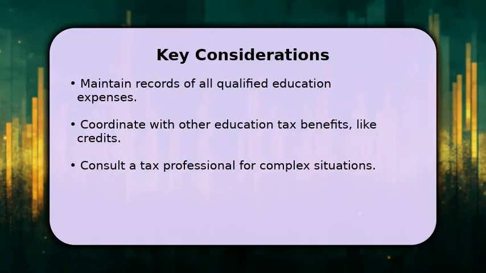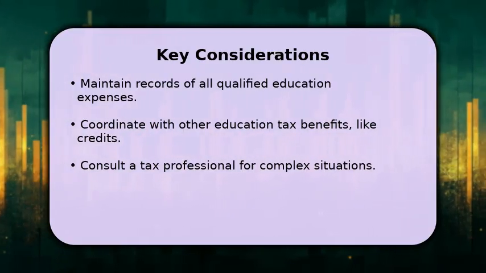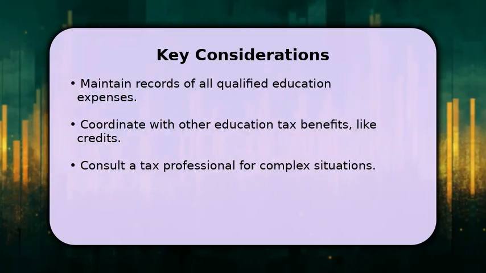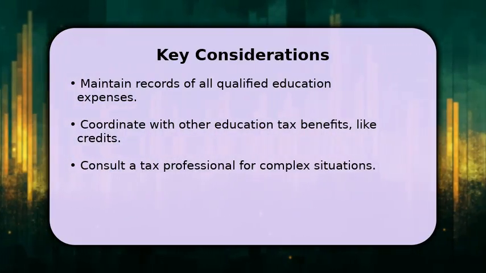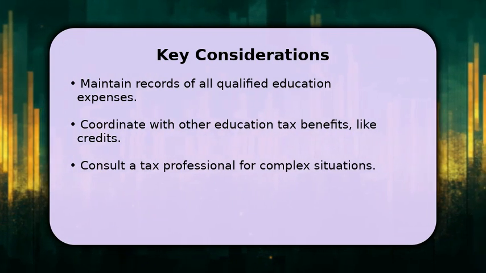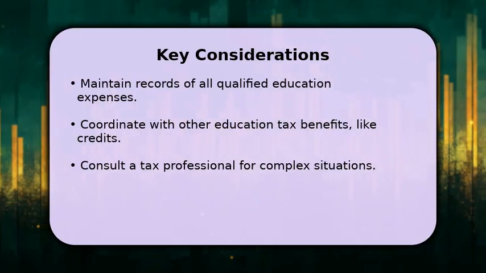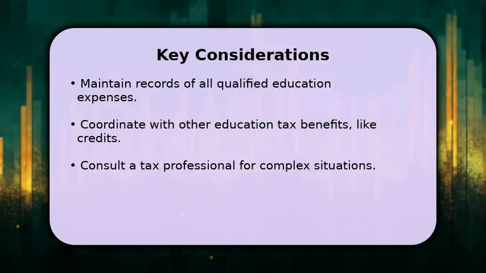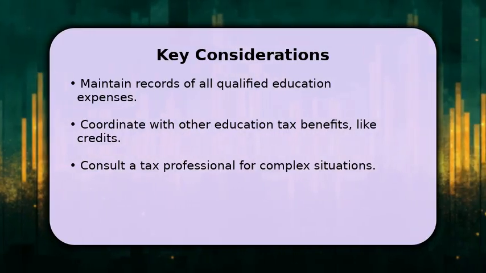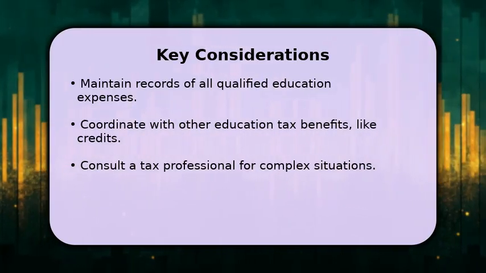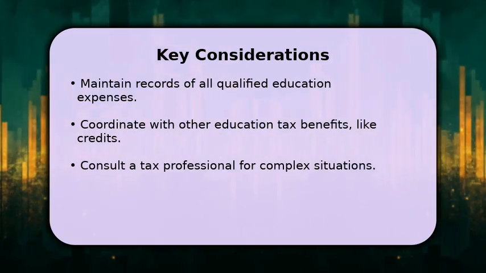Remember to keep thorough records of all your qualified education expenses, including receipts for tuition, books, and housing. This documentation is vital if the IRS ever questions your tax-free distributions. Also, be mindful of how Form 1099-Q interacts with other education tax benefits, such as the American Opportunity Tax Credit or Lifetime Learning Credit. For complex scenarios, consider seeking advice from a qualified tax professional.